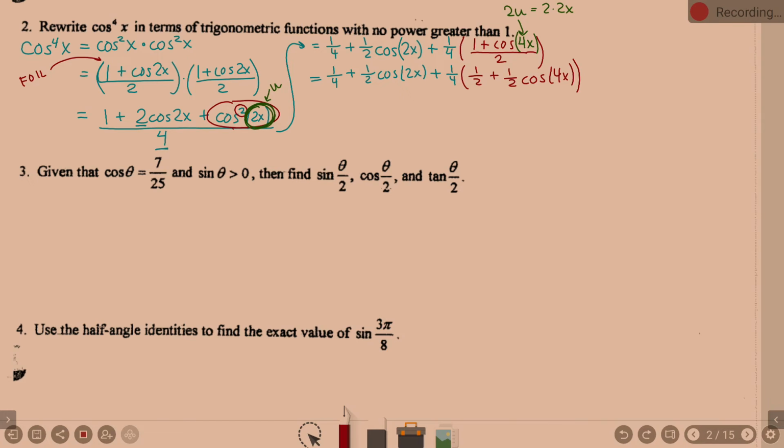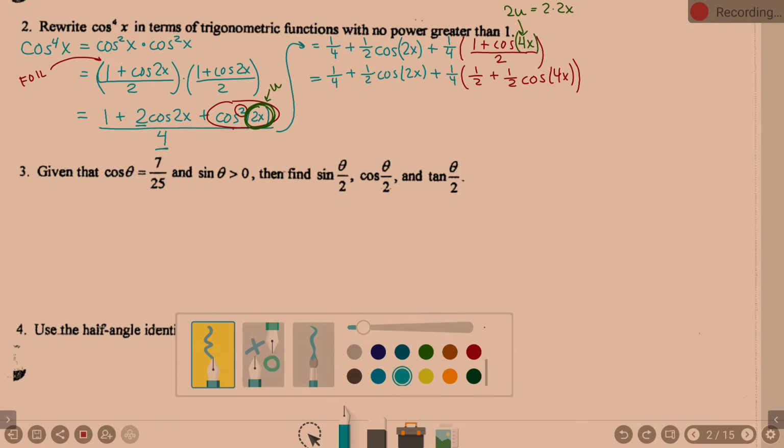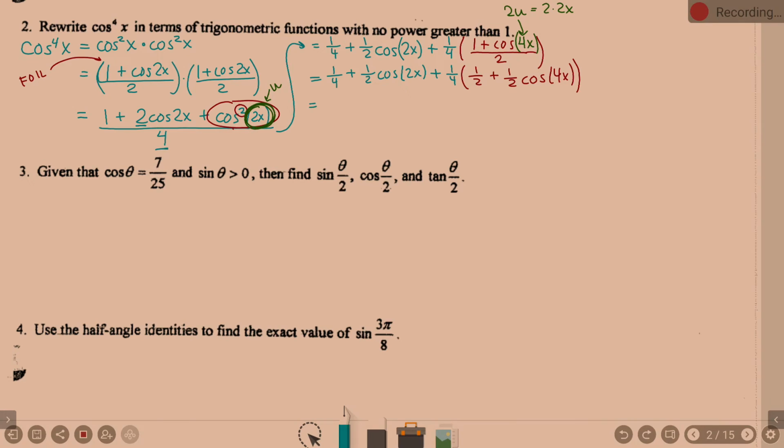Okay. Is there any cleanup I can do? Well, wait, I forgot. We need to distribute. Then I'll ask about cleanup. Sorry, don't let me skip steps. So if we distribute, 1/4 plus 1/2 cosine 2x stays. Distribute the 1/4, what do we have? 1/8. 1/8 plus 1/8 cosine 4x.